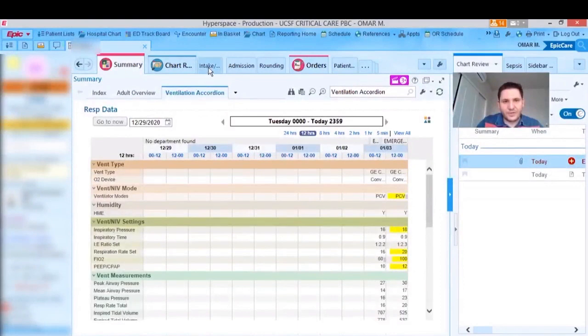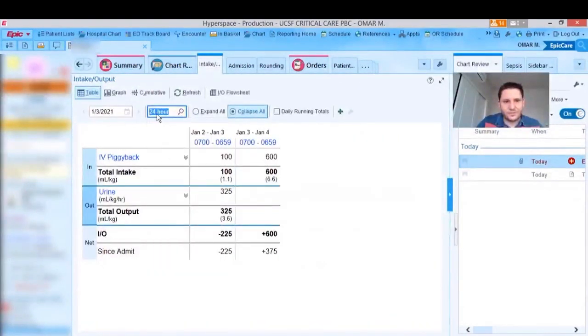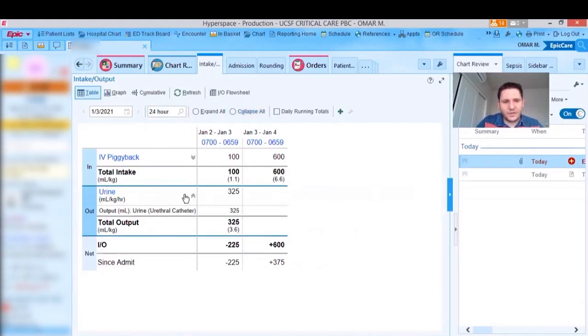The third step is ins and outs, and I usually change this to 24 hours. Then I see what the ins and outs are in the last 24 hours. It's positive 600, and since admit, it's positive 300. These are the main ways. If I click here, I will see if he's making any urine output. If he's having any bowel movement, it will be mentioned here.